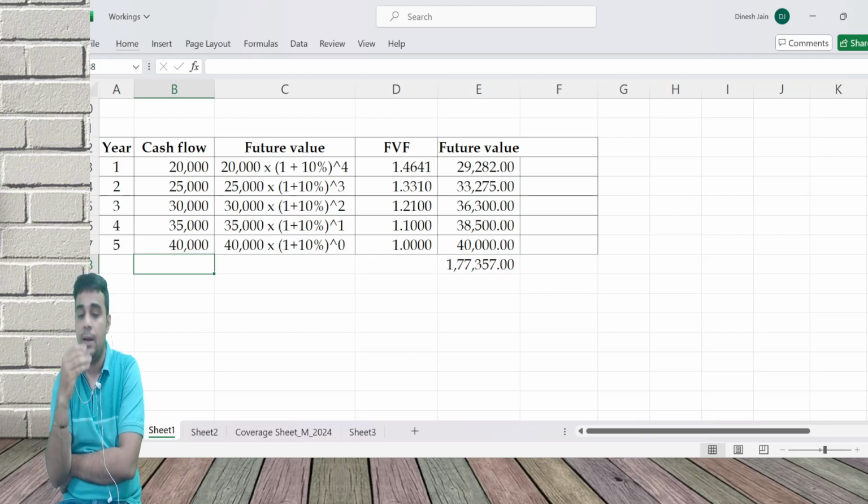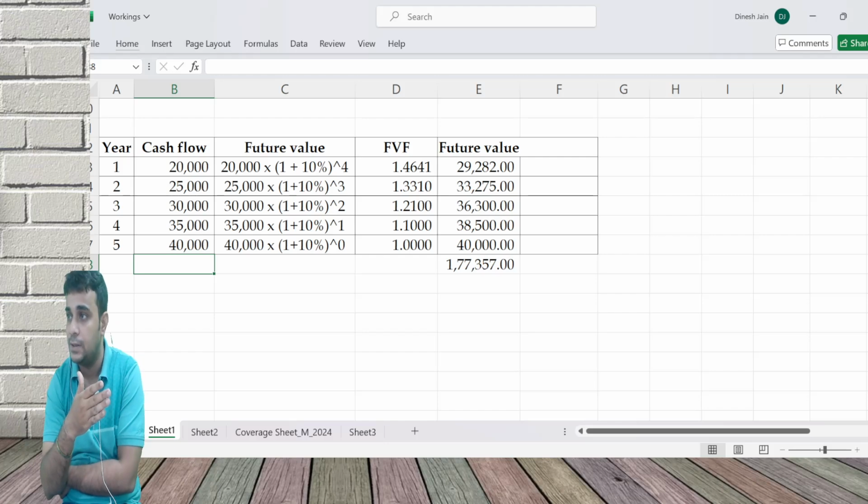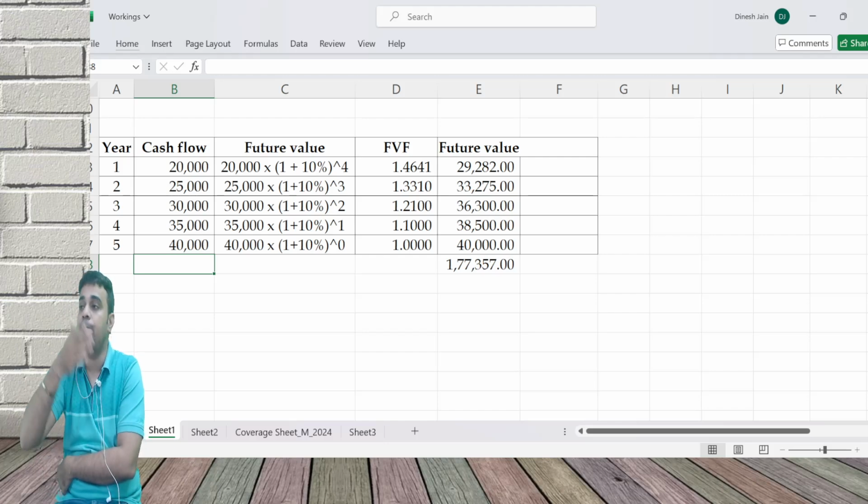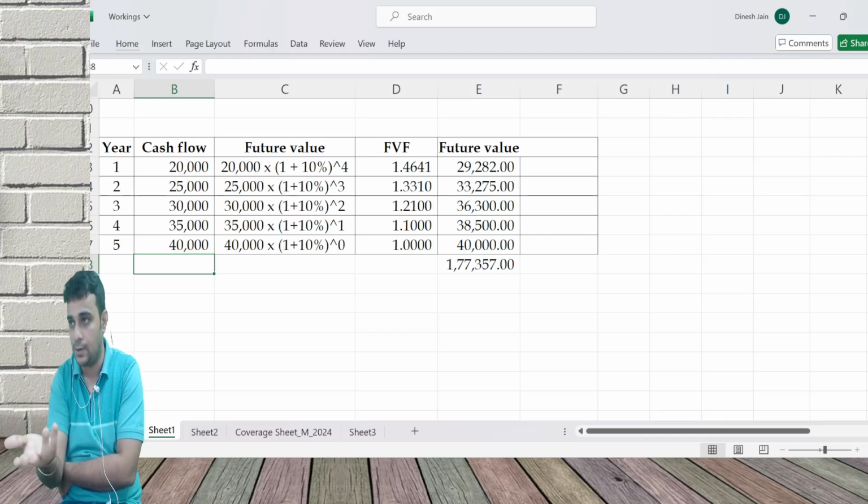That's a requirement. Basically, the 20,000 is an FD created which earns 10% every year. Second FD earns 10% for 3 years. Third FD for 2 years. Fourth FD for 1 year. And fifth FD does not earn anything.